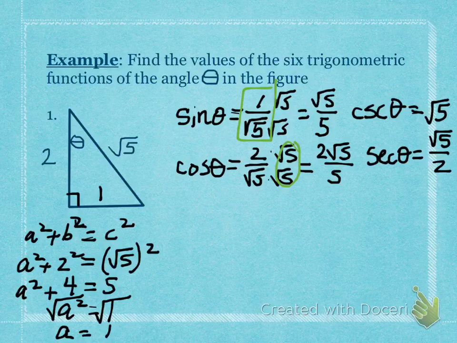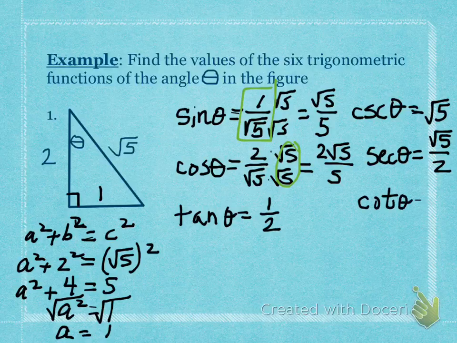Okay, the last one that I have not done is tangent for SOHCAHTOA. Tangent theta is opposite over adjacent, which in this triangle means it's going to be what? 1/2. I don't even have any square roots to deal with. How nice. And then cotangent, which is my 6th trig function, the only one undone at this point, would be what? 2.